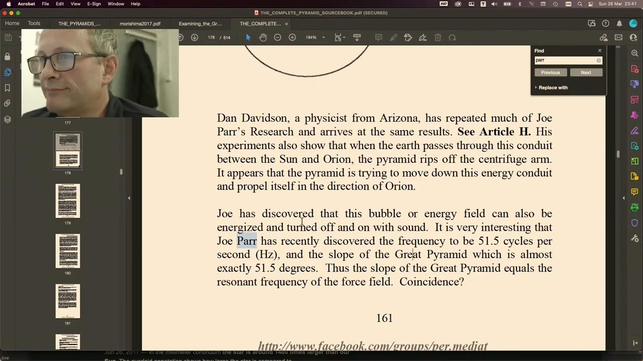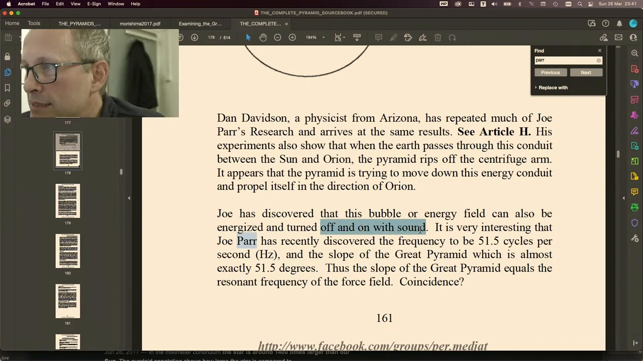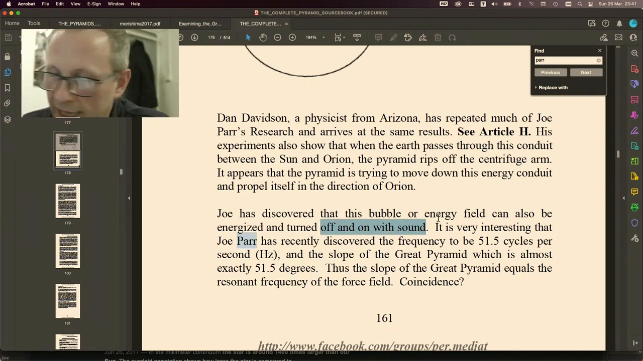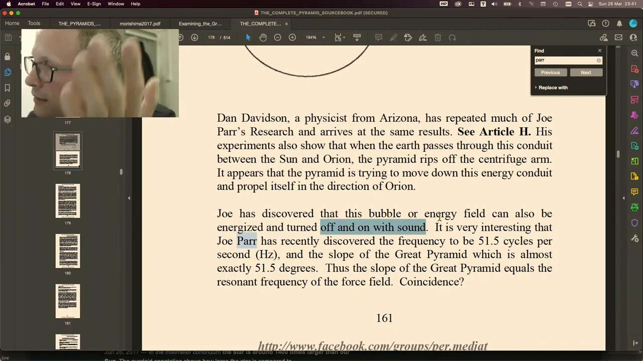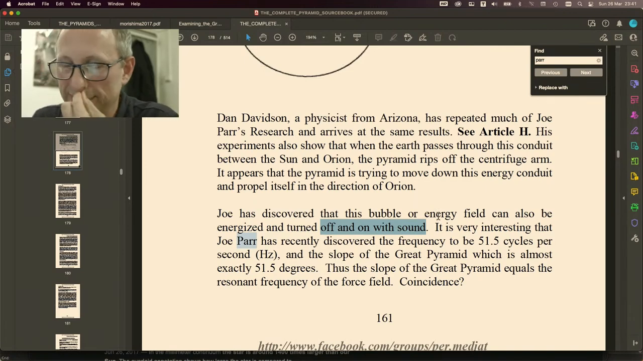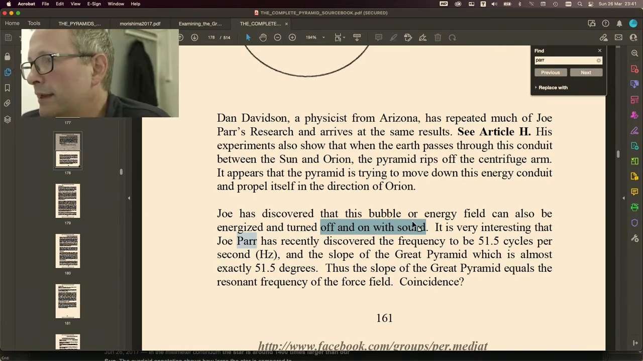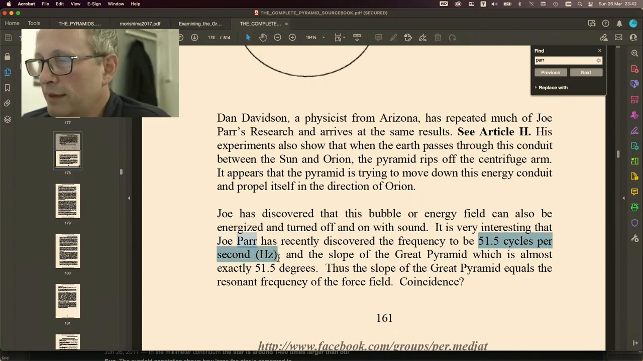Sound. Joe has discovered that this bubble or energy field can also be energized and turned off and on with sound. That, I believe, is what is going on in an ultra experiment. It is very interesting that Joe Parr has recently discovered the frequency to be 51.5 cycles per second, and the slope of the Great Pyramid is almost exactly 51.5 degrees.